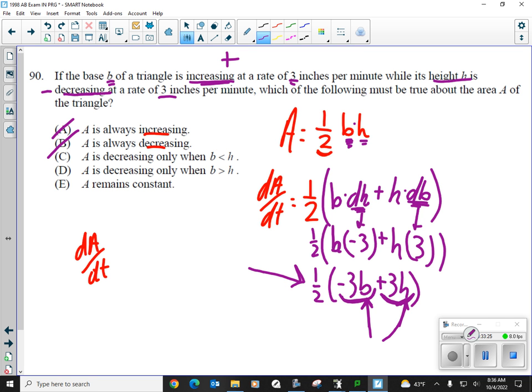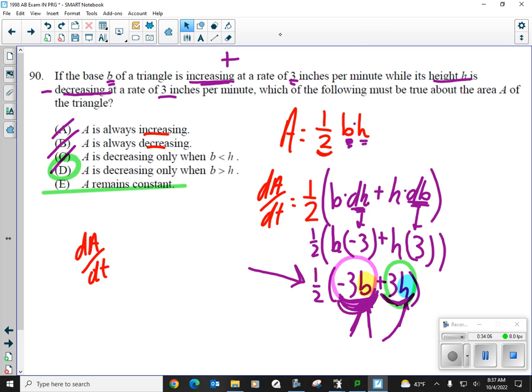Okay, so C, A is decreasing when B is less than H. No, B has to be bigger than H for this to be a bigger negative value. So that's not true. Okay, A is decreasing when your B is bigger. That is true. When this value is bigger than this value, that means this negative number will be a larger negative number than this positive number. It would absolutely be decreasing. Your answer is D. Woo! It doesn't remain constant all the time. That's horse poop. Poppycock horse poop.